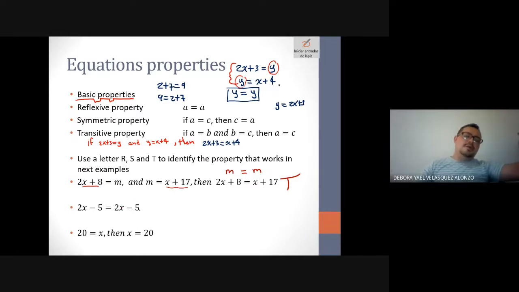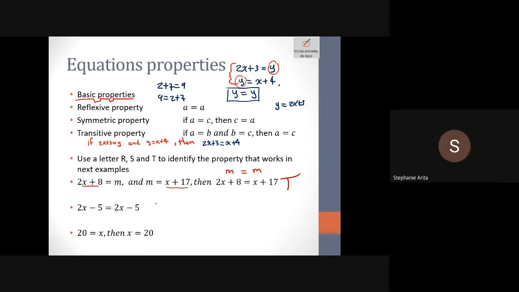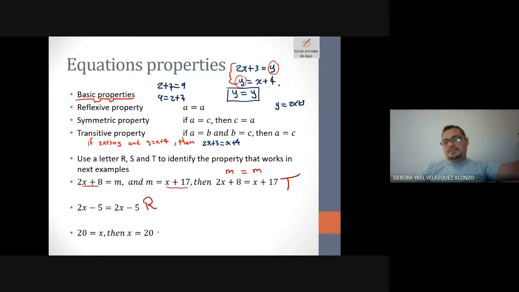I think the other two are very easy to identify. For example, 2x minus 5 equal to x minus 5. That one is reflexive. And the last one will be the symmetric one, because you're saying 20 equals x or x equals 20. So we can just rewrite it like this, by these properties. I'm saying this because later when we solve exercises with equations, you may see situations like this one. So here we have the first three basic equation properties we may use in the study of the equations that we will do during this day.